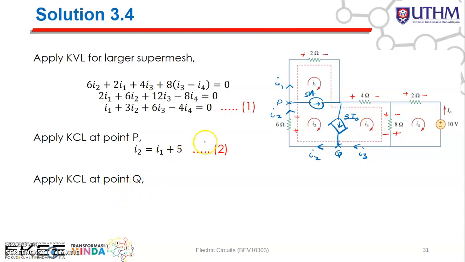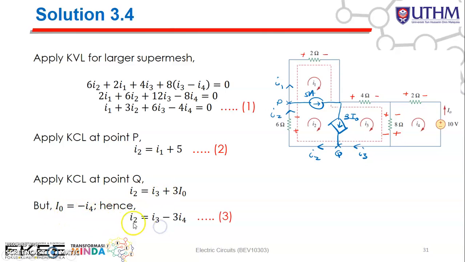So based on the point Q, you need to apply the KCL. In this case, you have I2 equal to 3I0 plus I3. And then I0 is also equal to negative I4, because here I4 flows from the top to the bottom, and I0 flows from bottom to the top. So that's why I4 is equal to negative I0, or I0 is equal to negative I4. Finally, you can substitute this into here, so you get I2 is equal to I3 minus 3I4. This is considered your equation number 3.